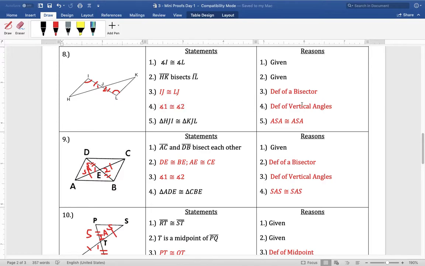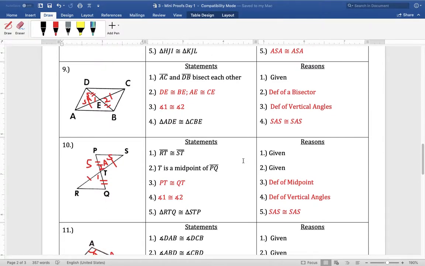I like putting the numbers in. Definition of vertical angles. Then you have the triangles are congruent by angle, side, angle. So I didn't label that one there, but you can see the angle followed by the side followed by the angle. Question 9. This is sort of a complicated diagram.